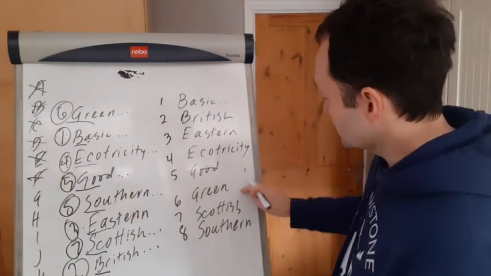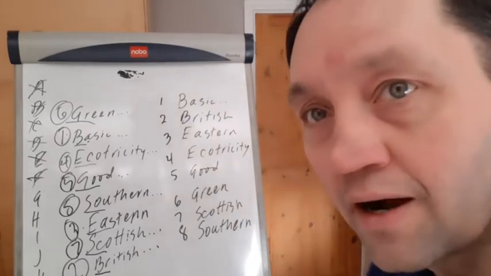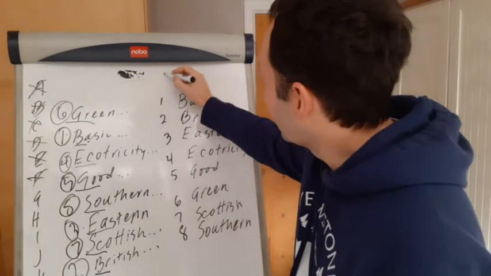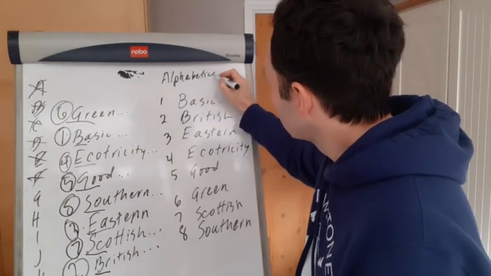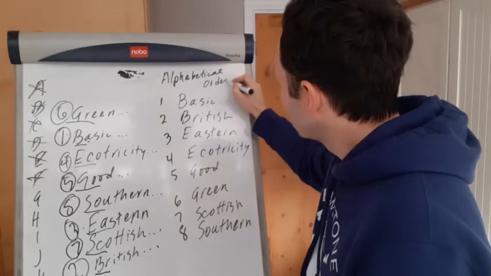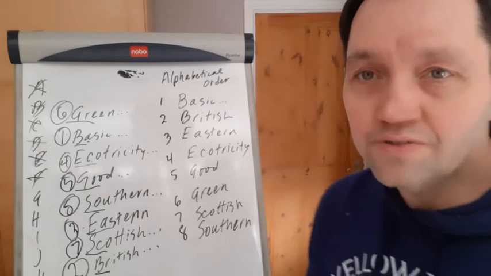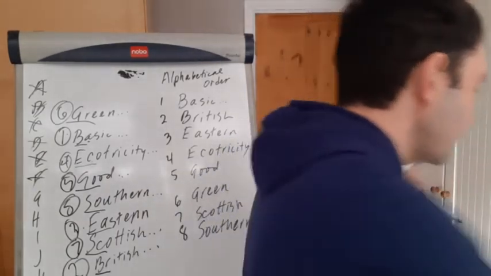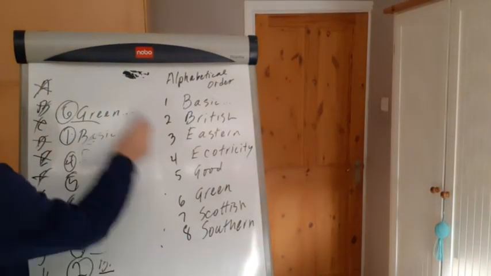So as you can see, sorry about my handwriting, hope you can read it. As you can see, it's all written now in alphabetical order. Once you've written it in alphabetical order, then you can answer the rest of the questions easily, okay? So let's have a look at that. I'm just going to erase my working out.